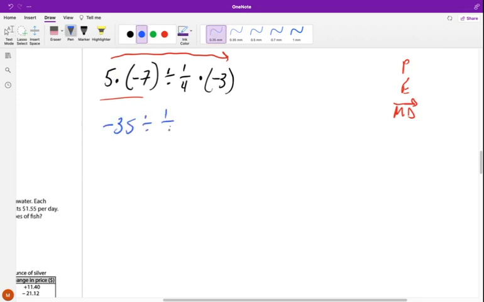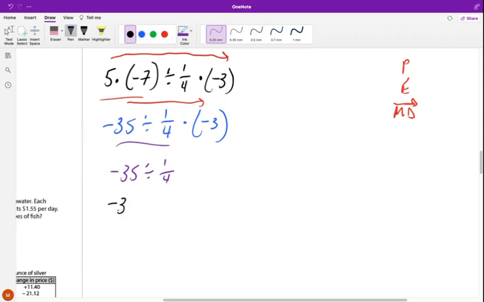And now it's divided by 1/4 and times negative 3. Once again, we continue to work left to right. So that means now we're going to do the division problem. So it becomes negative 35 divided by 1/4, which we know our rule is keep, change, flip. Everybody knows how we're dividing fractions. So we keep the first one, we change the division to multiplying, and then we multiply by its reciprocal, so we flip the fraction. And now negative 35 times 4, well, we know it's going to give me a negative as my answer because a negative times a positive is negative.